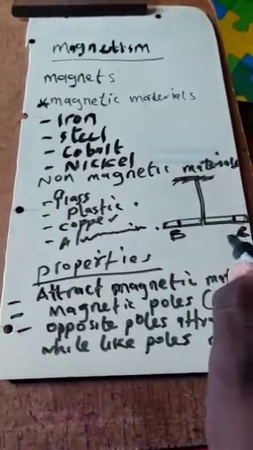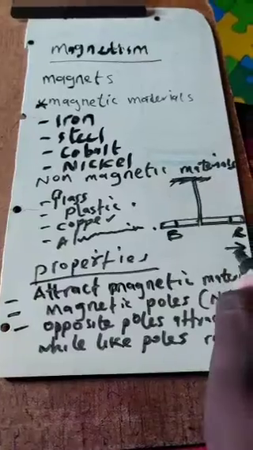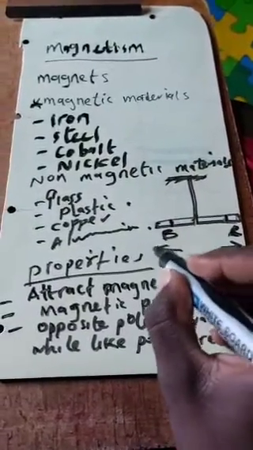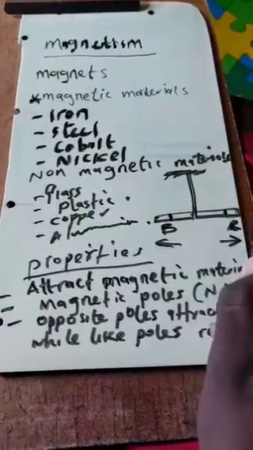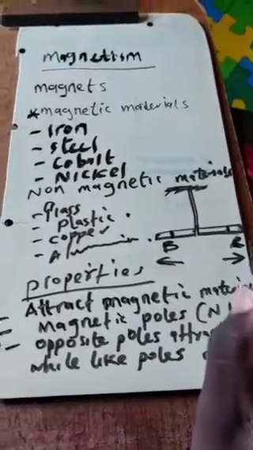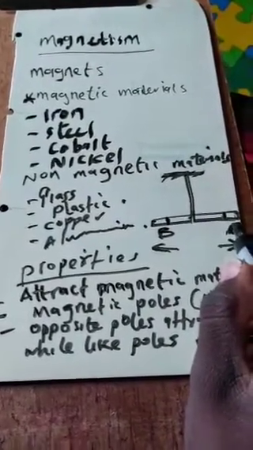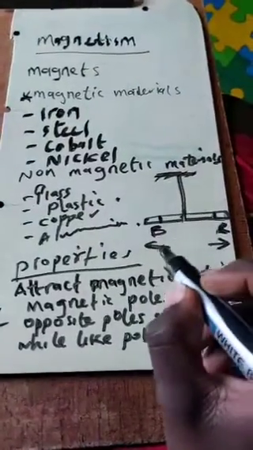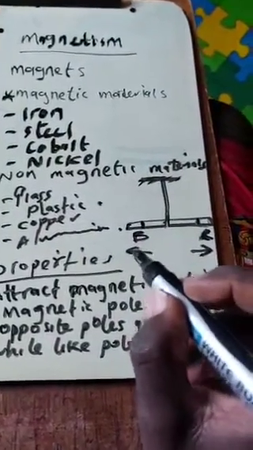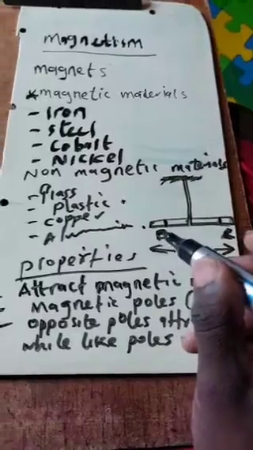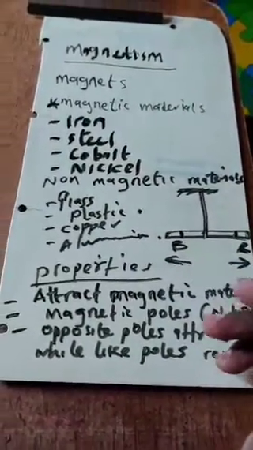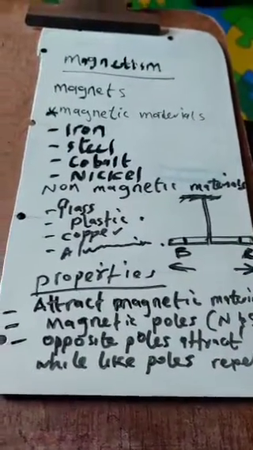After you spin it, the red will still point this way, the blue will point the other way. You spin again, the same thing. The side that points north is referred to as the North Pole. The side that points south is referred to as the South Pole. That is how we come up with the poles of a magnet. Those are the properties of magnets.